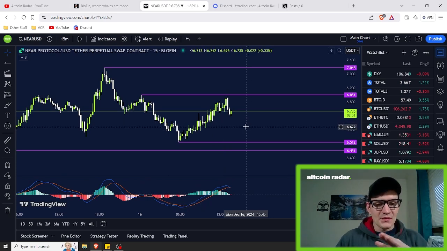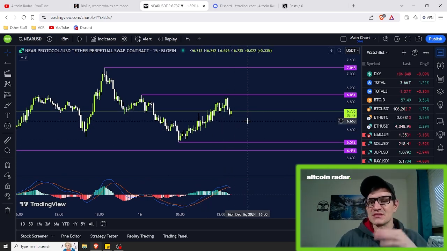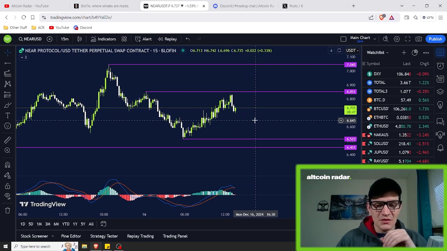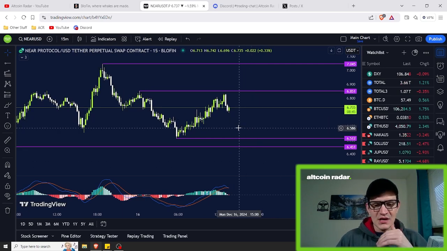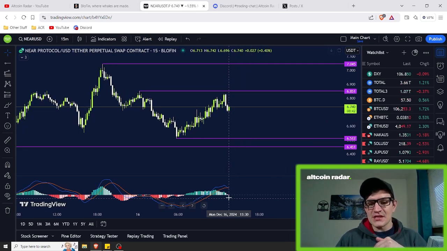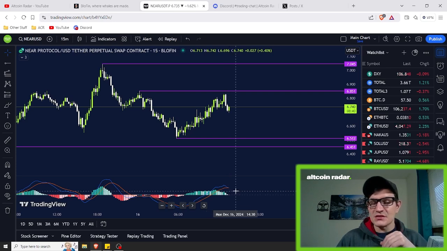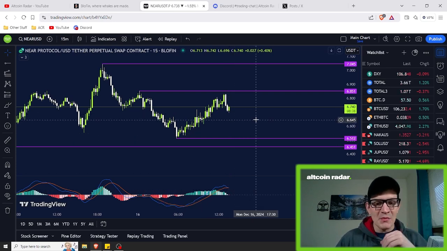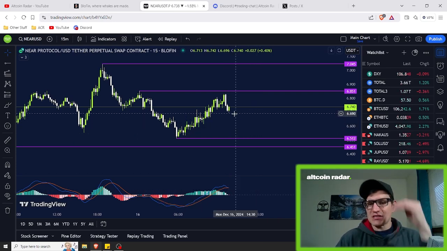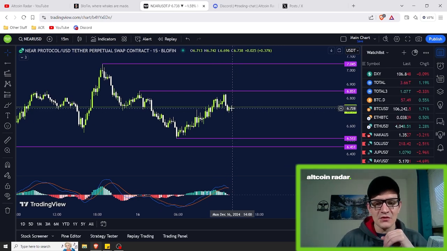And when both of these lines are above the histogram, it means things are still kind of bullish in the market. But when they start to cross and start to go downwards and the bars switch from green to red, that means bearish momentum has definitely taken over and we can expect a bearish move going down further, okay?